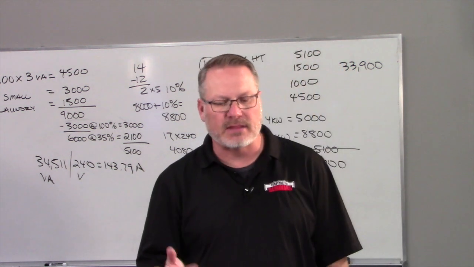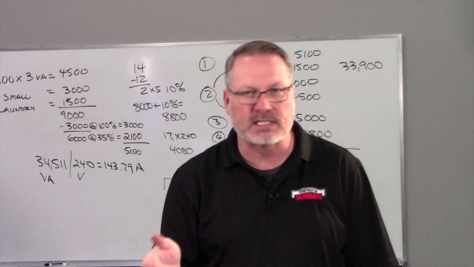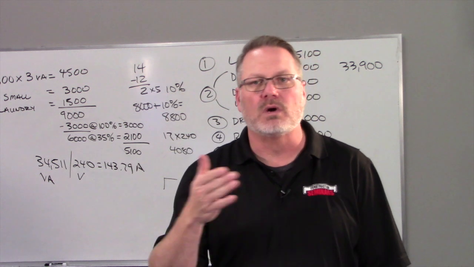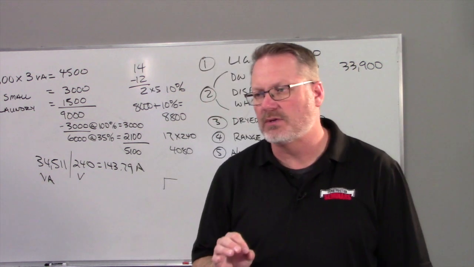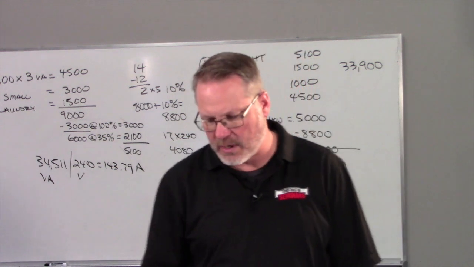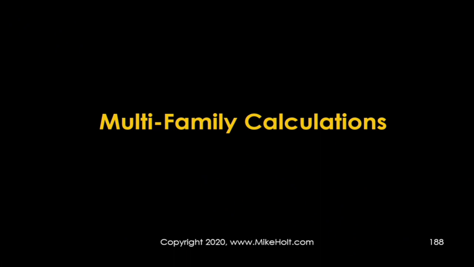So that's how you would do that. That's just kind of taking that one extra step. And I'll show you how we'll actually size the conductors that go to that when we get into Article 310. But for now, that's exactly how you do the standard method on a single-family dwelling unit. Let's go ahead and take a look at doing multifamily stuff.